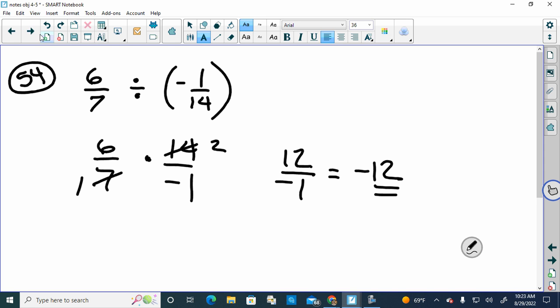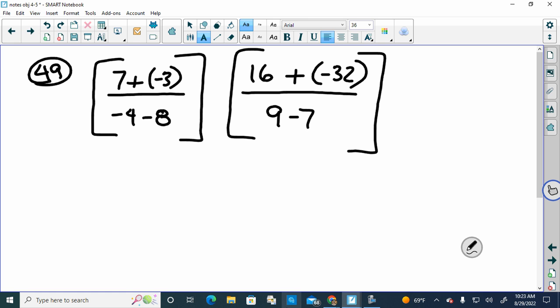Okay, I think this is our last one. So that's 7 plus parentheses -3, and then on the bottom that's a -4 minus 8. That's not a 9. So that's a -4 minus 8. And then in the other bracket it's 16 plus parentheses -32 over 9 minus 7.